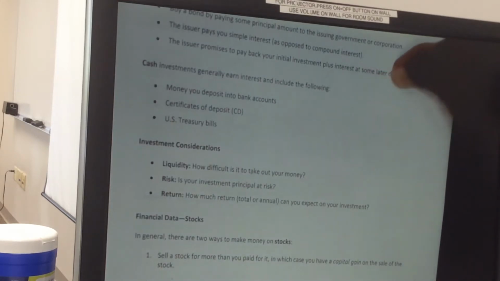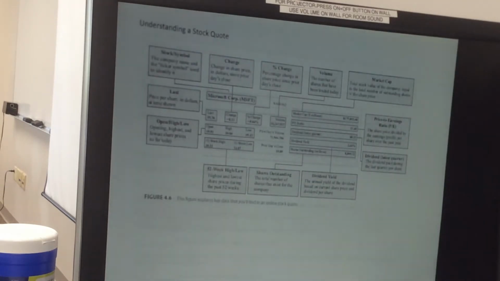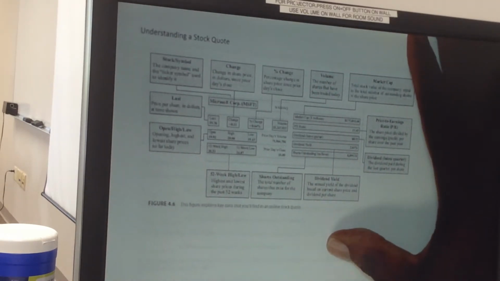Okay. Now let's look at financial data, which is stocks. Here you want to sell the stock for more than you paid for it, in which case you have a capital gain on the sale of that stock. And number two, make money while you own the stock if the corporation distributes part or all of its profits to stockholders as dividends. All right, now on the next page is how to understand a stock quote.